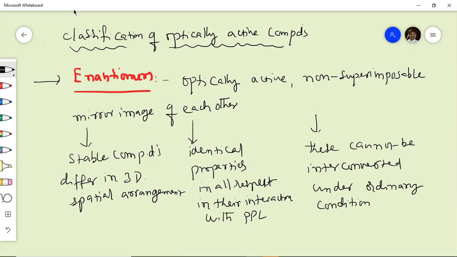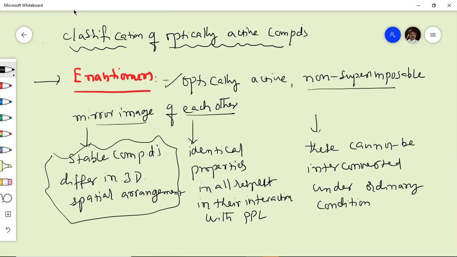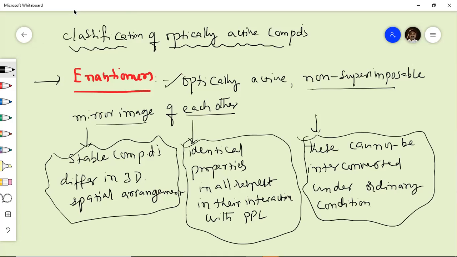So enantiomers are optically active compounds, non-superimposable mirror images of each other, and they are said to be stable compounds, differing in three-dimensional spatial arrangements. They have identical properties in all respects in their interaction with plane polarized light. They cannot be interconverted under ordinary conditions. So this is the main thing we learn about enantiomers, which is a classification of optically active compounds.